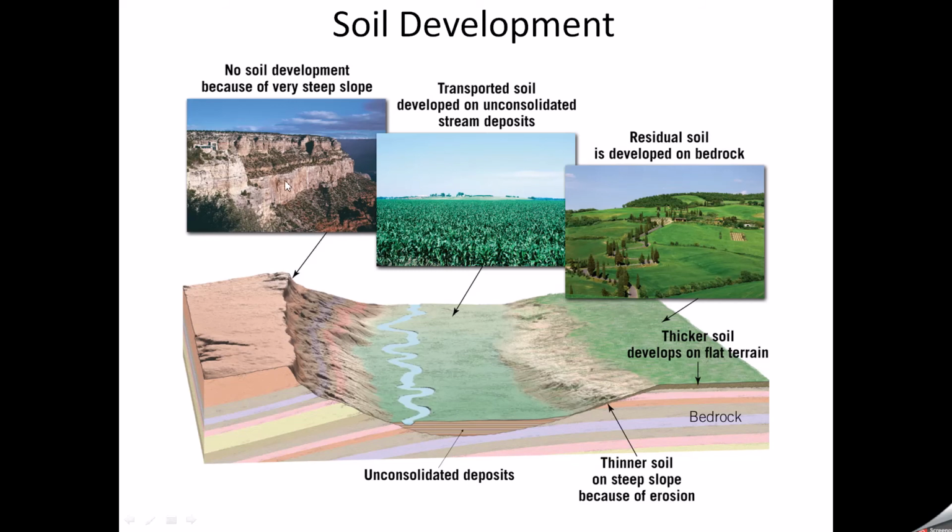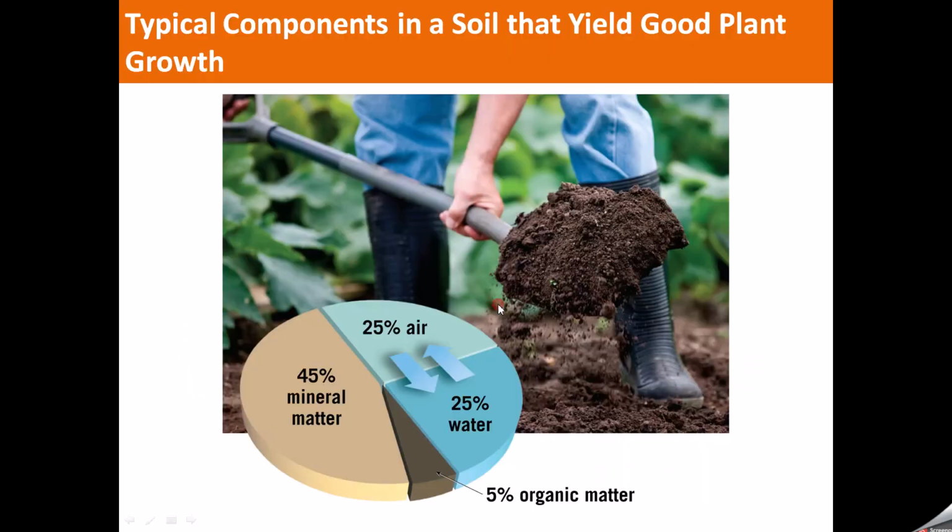On the sides here of the cliff, soils cannot stay because it's very steep. So anything will fall down to the valley. The typical components in a soil should be 45% minerals, 25% air, 25% water, and 5% organic matter.